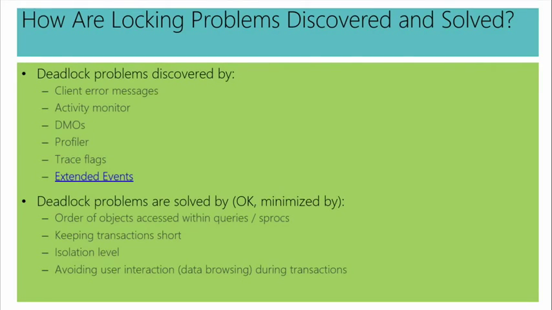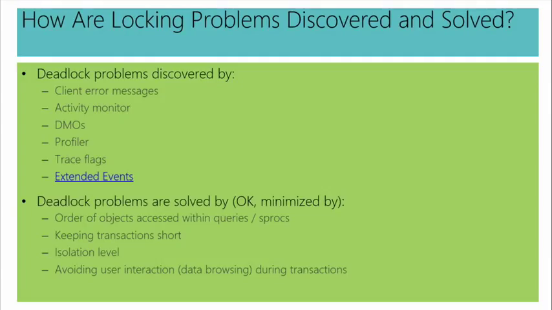So how do we discover them? How do we solve them? We've seen thus far that there are often a number of tools for any particular job, and it's no different here. We have client error messages that tell us about deadlock problems specifically. Activity Monitor will tell us about locking and blocking. We have Dynamic Management Objects, a separate topic coming up, and Profiler, also a separate topic. And an area getting more and more momentum is extended events. If you want to find out more, there are people in the industry who are particularly excited about those, so there's a reference there.